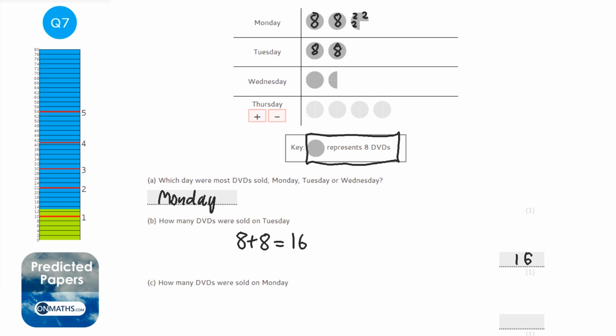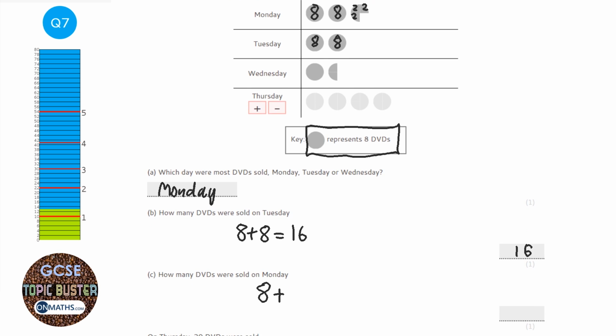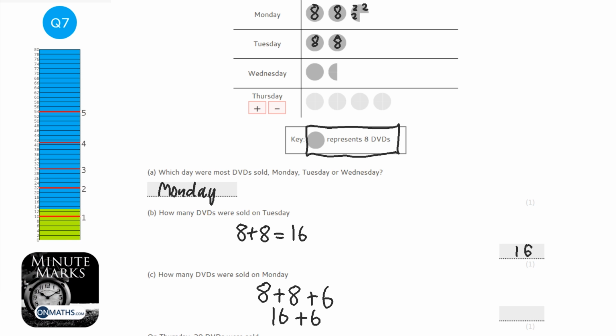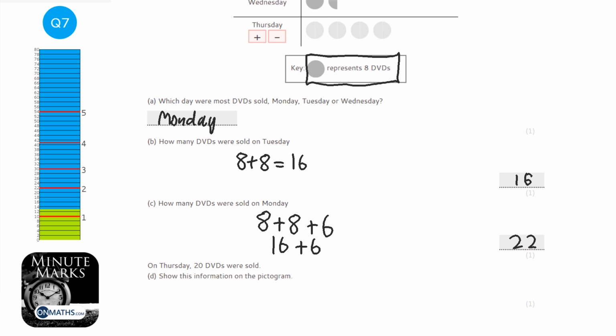So we've got the 8s, because we've got 2 complete circles, and then we've got those 3 2s, so we've got another 6. So we just need to add on 6 to the 16. So 16 plus 6 is going to be 22. So that's going to be 22. Okay, let's have a look at the next question.